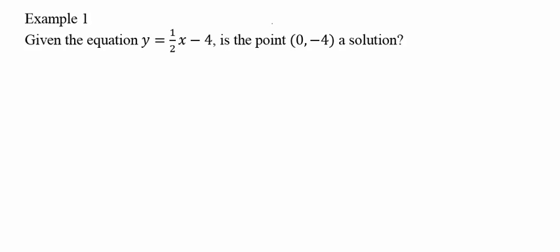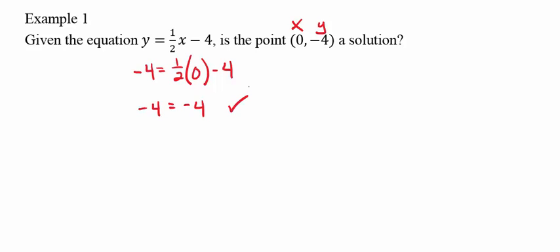In order to determine if it is a solution, let's treat this as an ordered pair. Let's treat it as x comma y. Let's substitute in these values for x and y. So what we would have is negative 4 equals 1/2 times x, which is 0, and then minus 4. And bring down our negative 4. 1/2 times 0 is 0. 0 minus 4 is negative 4. This checks out. Since we have a true statement numerically, we know that this solution satisfies the equation. It makes this equation true. This is a solution to the equation.